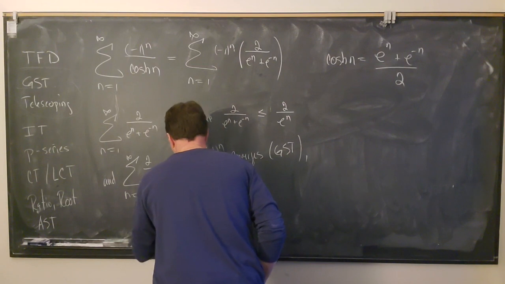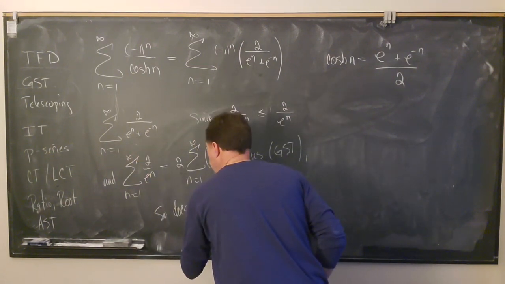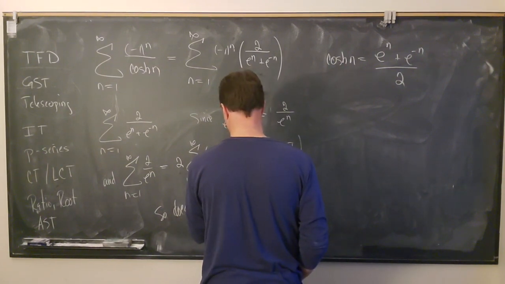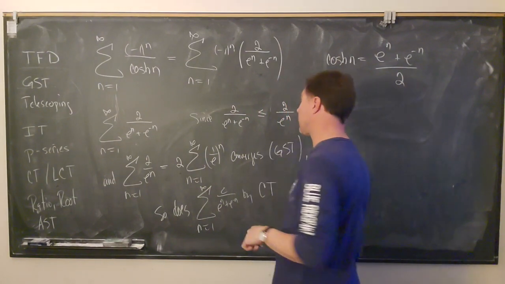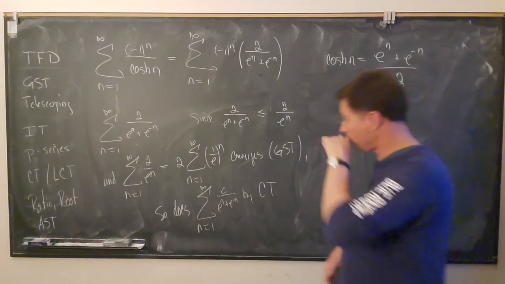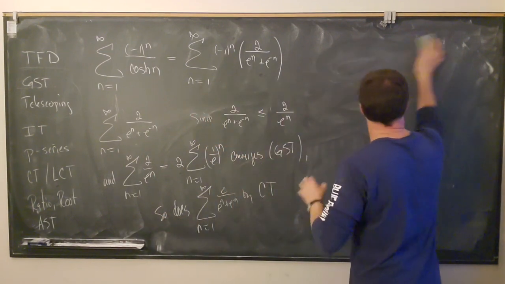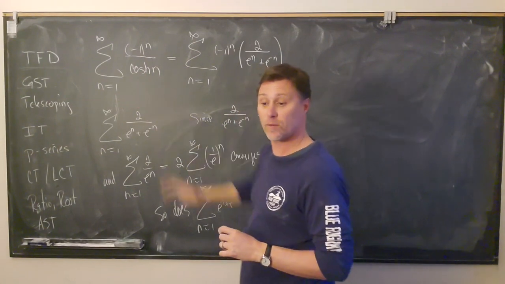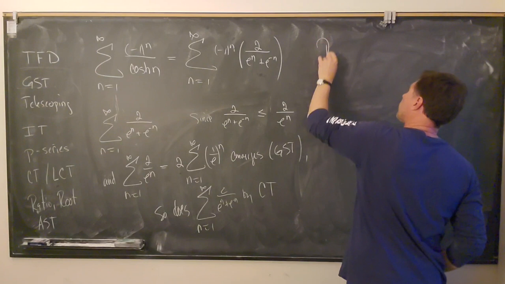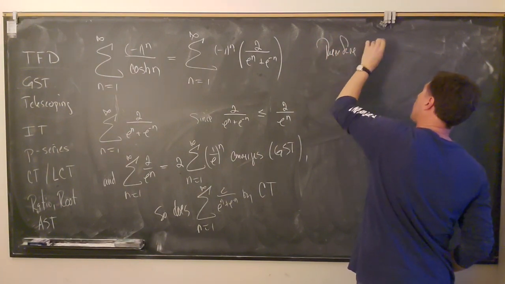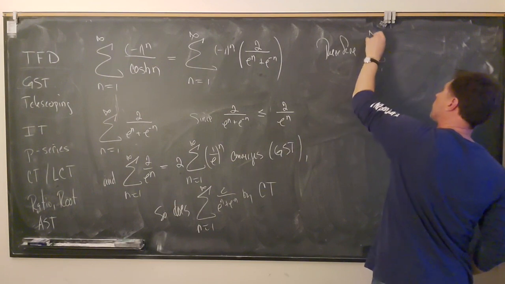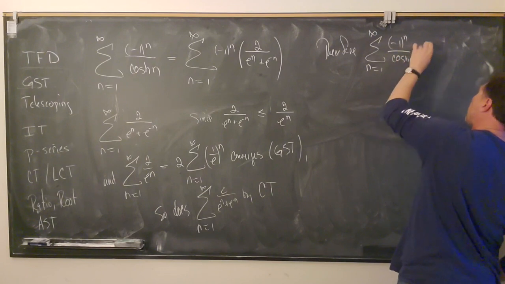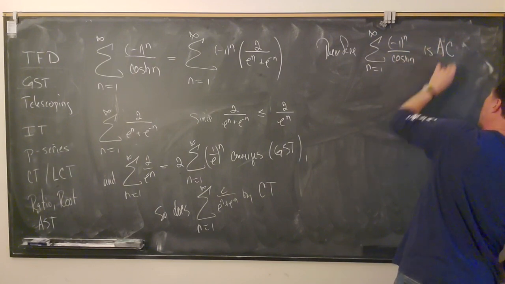So does the original series here by the comparison test, right? I showed that our series is smaller than one that converges. And so now, what did we just show? We showed that this series right here is absolutely convergent. So therefore, the original series sum n equals 1 to infinity of minus 1 to the n over cosh of n is absolutely convergent.